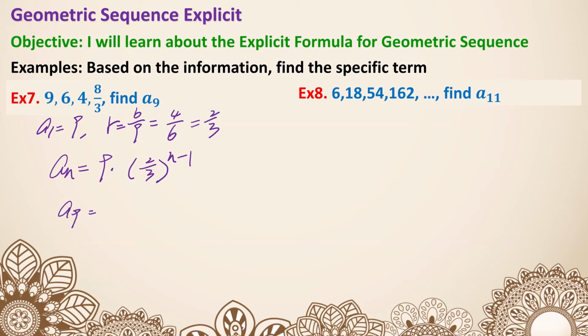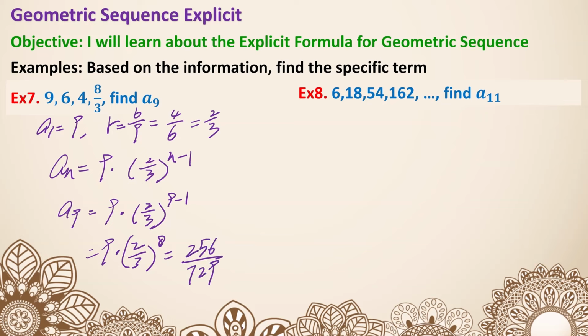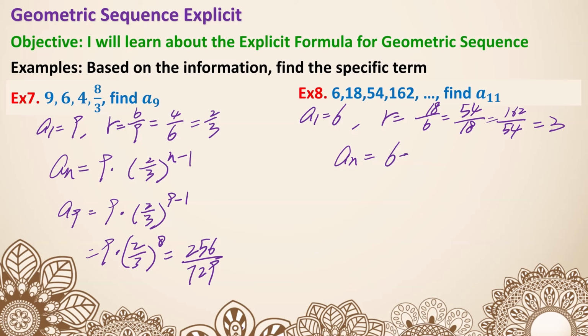It's asking to find a sub 9, so that is 9 times 2/3 to the 9 minus 1 power, which is actually to the 8th power. And get a fraction, simplifies to be 256 over 729. There you go, that's example 7. Example 8. A sub 1 is 6. R is second term divided by first, or third term divided by second, or even the fourth term divided by the third. They're all going to give you a ratio of 3. So a sub n equals 6 times 3 to the n minus 1 power.